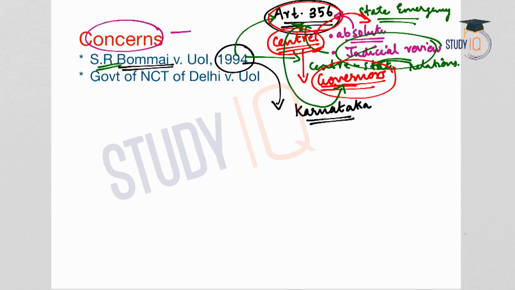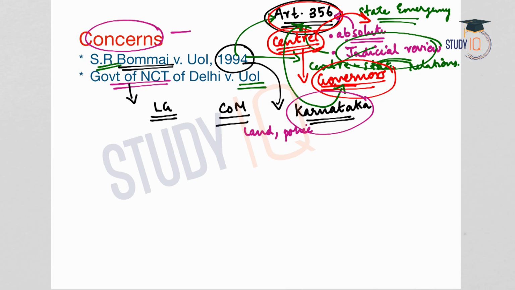The majority of the government should be proved on the floor of the house. Now coming to the second case, that is Government of National Capital Territory of Delhi versus Union of India. This was a latest or recent case. Here also a constitutional bench of the Supreme Court held that the Lieutenant Governor of Delhi had to act as per the aid and advice of the Council of Ministers of Delhi, and the exception was for matters regarding land, police and public order.